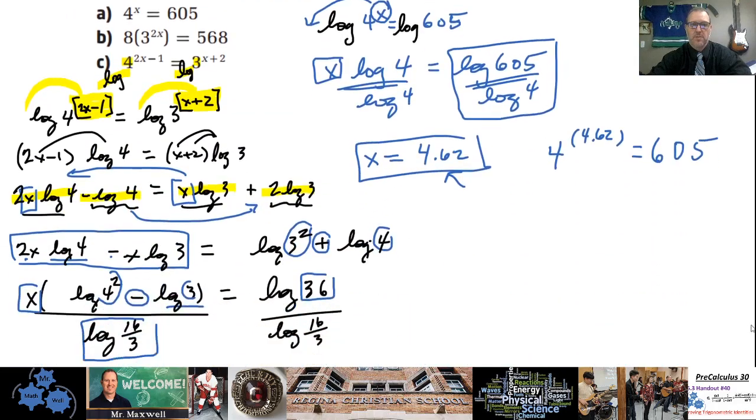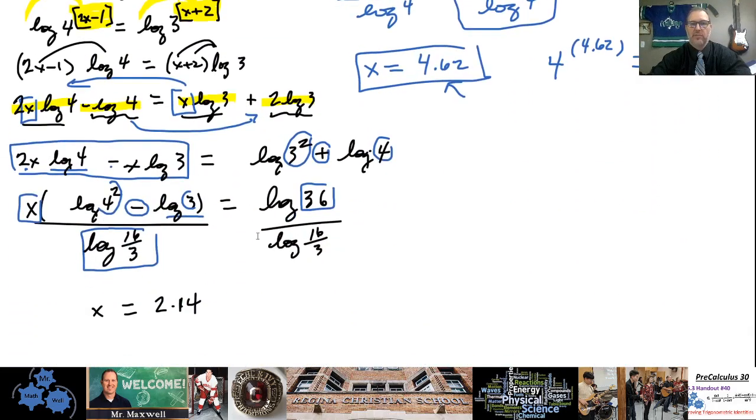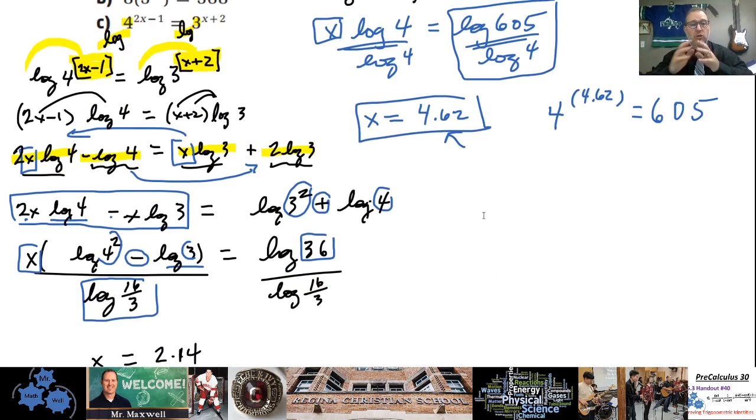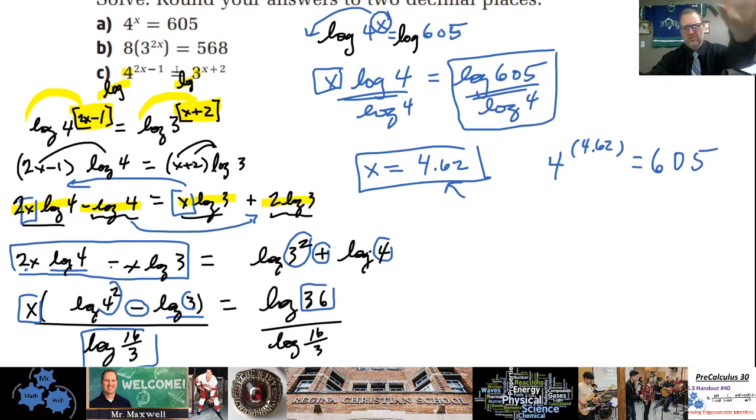Now it's just confirmed. Okay, so anyways, log of 36 divided by, anyways, 2.14, trust me. All right? So using the logs of logarithms to solve. That's super, super important.